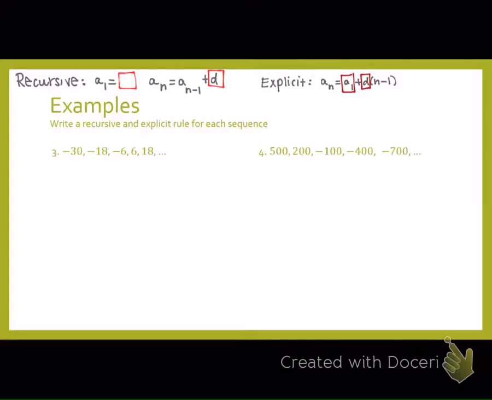So we're going to write the explicit and recursive rule for each thing. We're going to start with the recursive for this one. Before we do that, we need a sub 1 for both of them and the common difference. So what is a sub 1? Iris, what is a sub 1 in this problem here? The very first term is negative 30. Very good. What is happening each time, Hannah? The common difference. You're adding 12, so your common difference is 12.